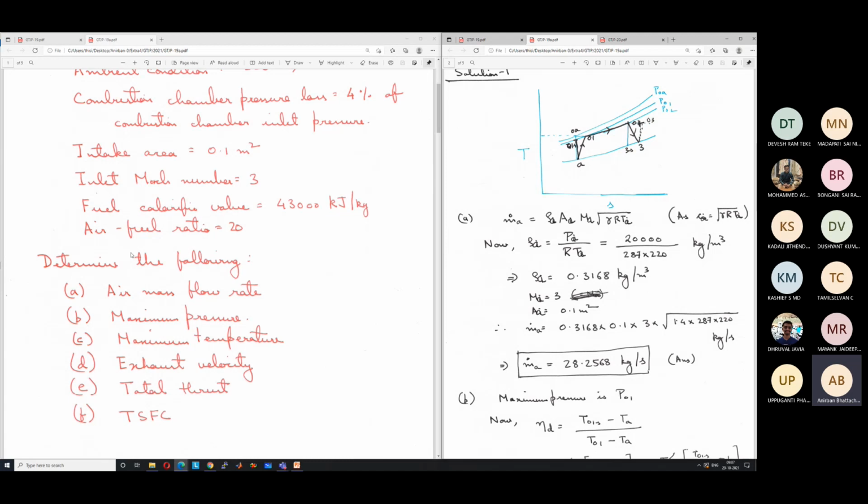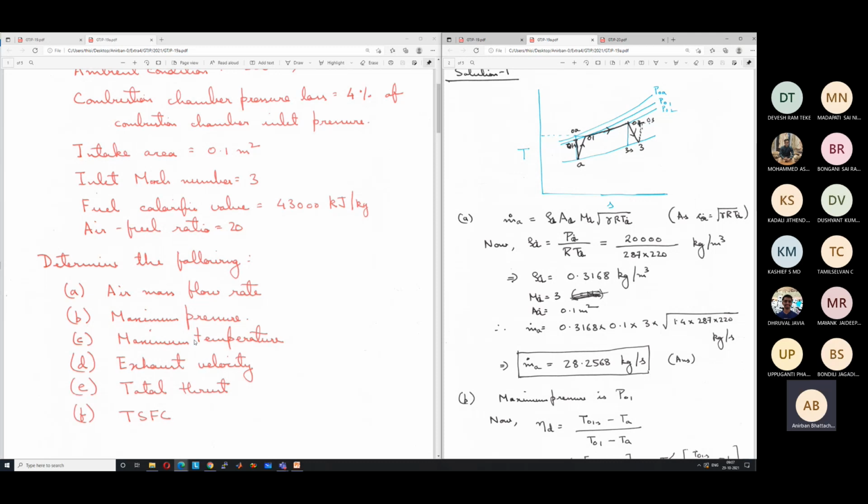So there are certain steps in the problem. We need to find out the air mass flow rate, because this is from one of the exams, so I had given steps. Generally, if you are just solving to find the characteristic, you will try to find only the thrust and thrust specific fuel consumption. In this case, I also wanted the students to find out the mass flow rate of air, the maximum pressure in the cycle, the maximum temperature in the cycle, the exhaust velocity, and then subsequently the total thrust and specific fuel consumption.